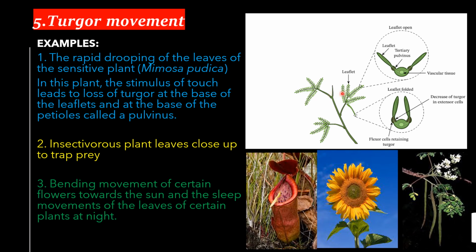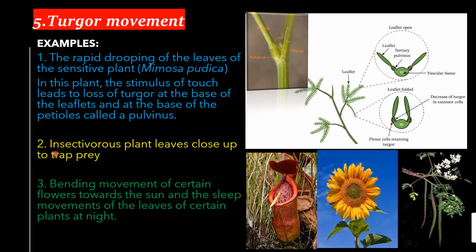Then the stimulus of the touch leads to loss of turgor at the base of the petiole and at the base of the leaflet. You can see the pulvinus clearly here. Yes, this is the stalk of the leaf. Then the base of the petiole is swollen. That region we call pulvinus.